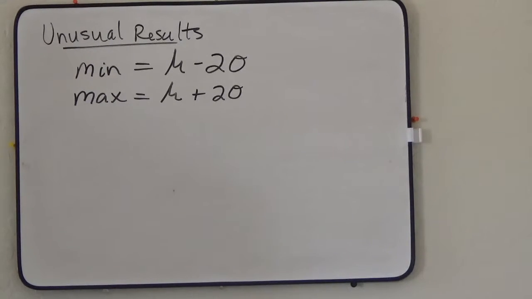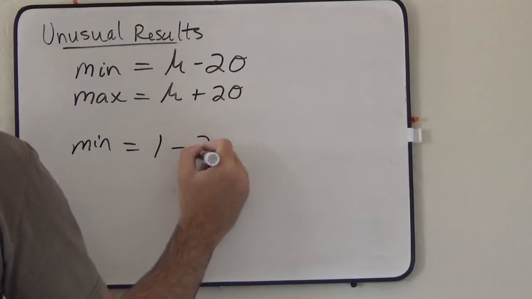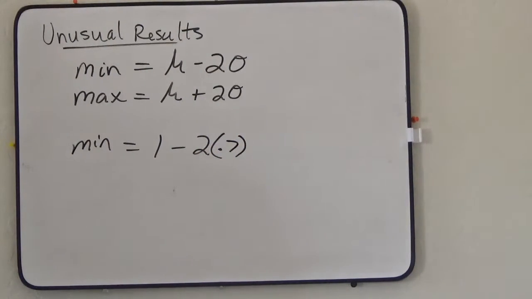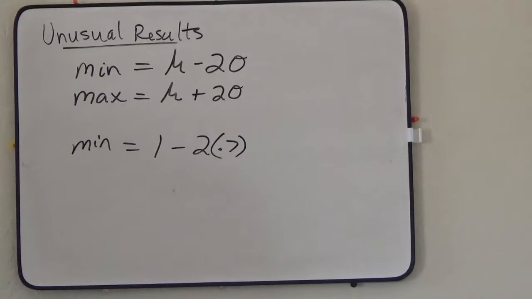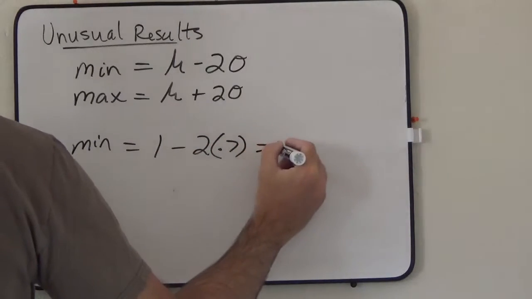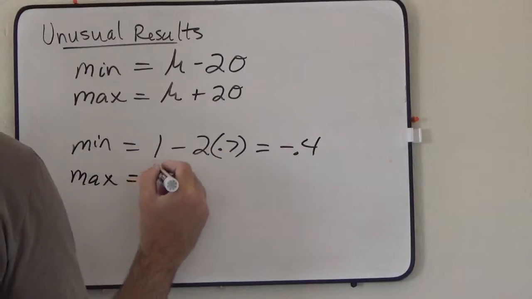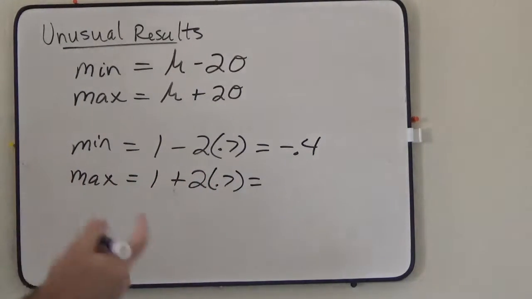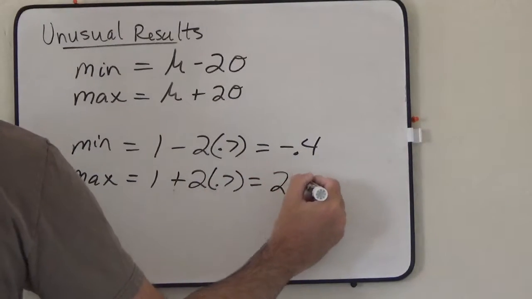So, for the minimum, we're going to do 1 minus 2 times 0.7. 2 times 0.7 is 1.4. 1 minus 1.4 is negative 0.4. The maximum is going to be 1 plus 2 times 0.7. Again, this is similar. This is going to give me 1.4, but plus 1 is 2.4.